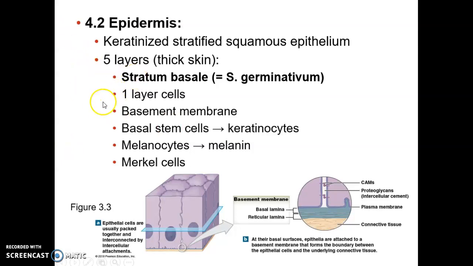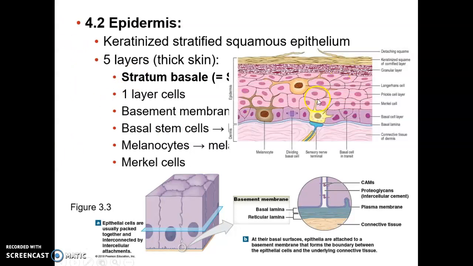So all of these cells are found in the stratum basale. Here's another view from another source, another textbook. So this layer here is the stratum basale, one cell layer thick.